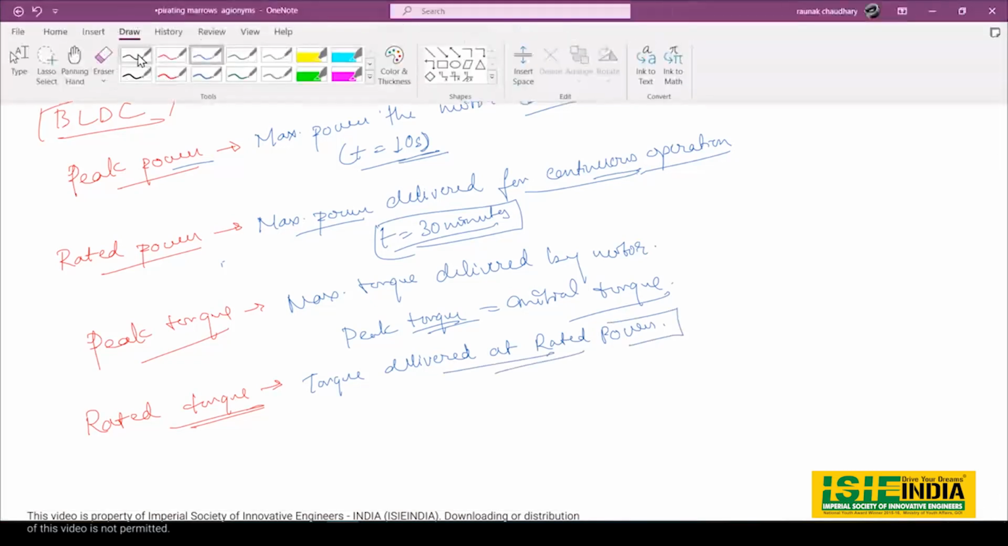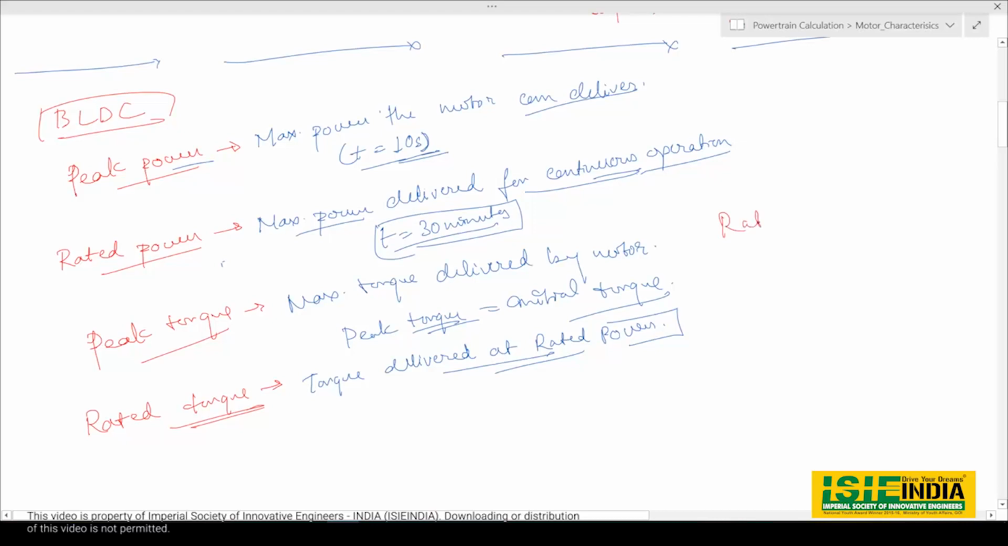Okay, and similarly, rated RPM is RPM at rated power. Okay, and rated torque is the torque delivered at rated RPM. Okay, right. And then apart from this, you have peak power and peak torque. So these five are the quantities that we have. Right. So is this clear?